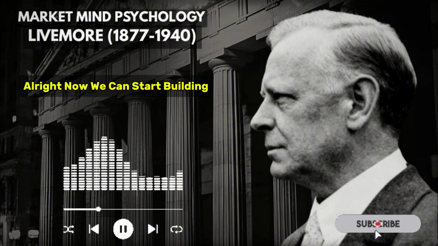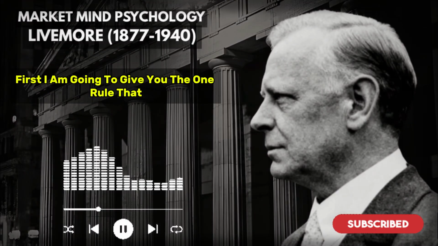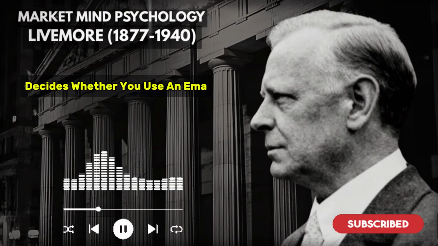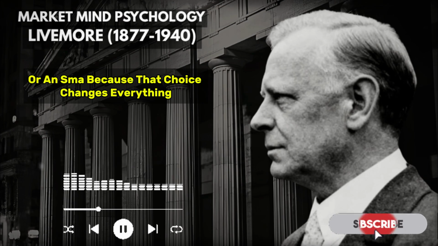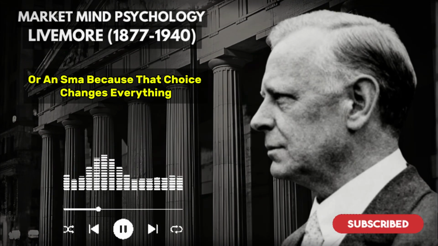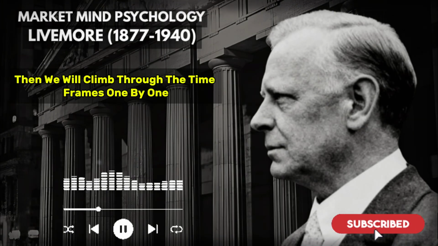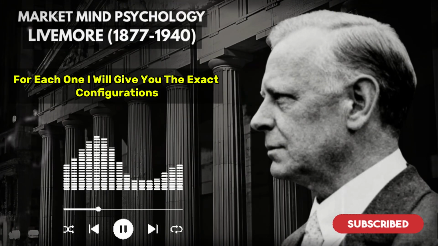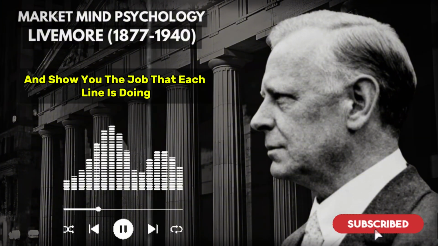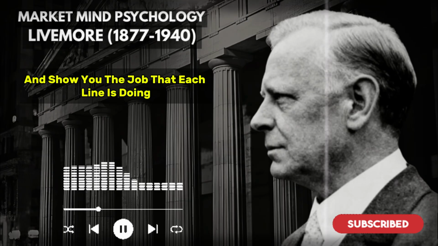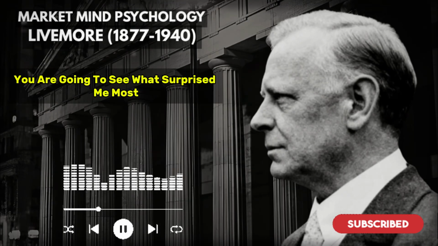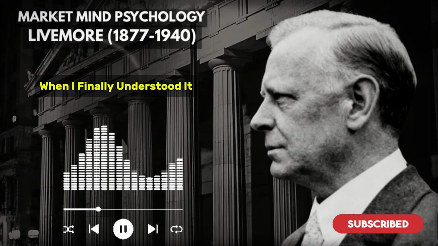All right, now we can start building. First, I am going to give you the one rule that decides whether you use an EMA or an SMA, because that choice changes everything and almost nobody explains it correctly. Then we will climb through the timeframes one by one. For each one, I will give you the exact configurations I would place on the chart and show you the job that each line is doing. And at the end, you are going to see what surprised me most when I finally understood it.